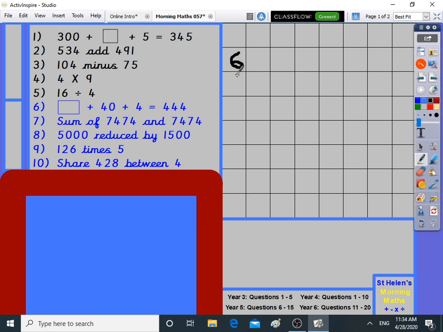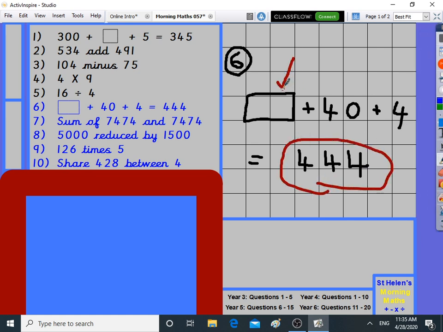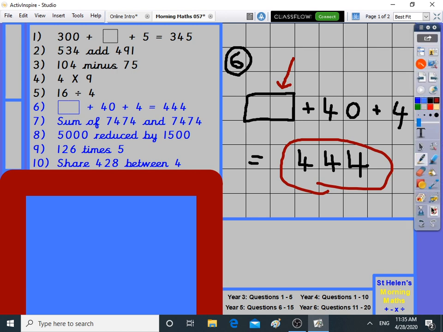Number 16, different question to the last time I was with you. And it's something plus 40 plus 4 equals 444. So this time we know the answer. They've told us the answer, 444, but there's actually a little gap in the question. There's a missing part in the question. Sometimes I call these a broken question.